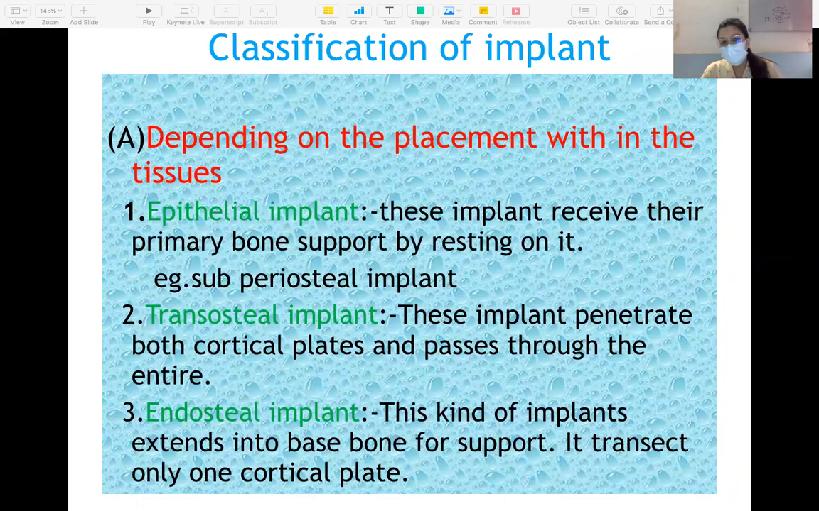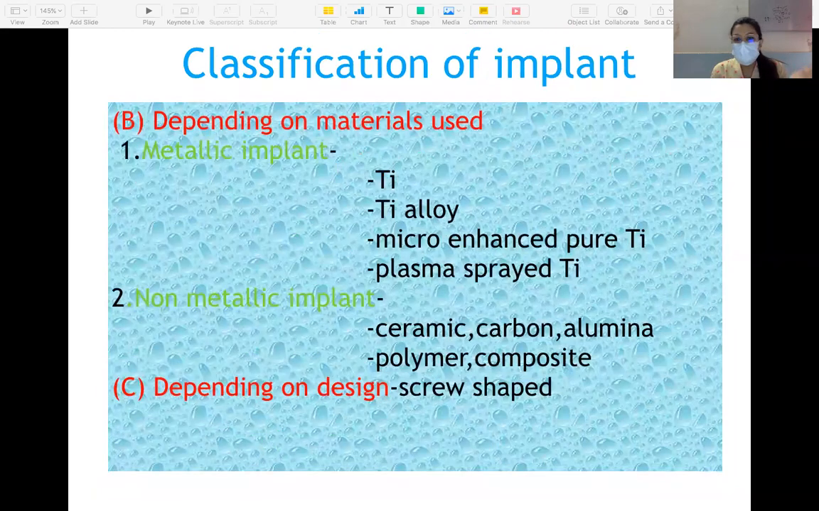Transosteal implants, on the other hand, are through and through implants, and therefore they penetrate the cortical plates and pass through the entire thickness of the bone. Endosteal implants are more like root form implants, which are drilled or penetrated into the bone to a certain depth, and they usually cut through only one of the cortical plates and are not through and through cutting the cortical bone.